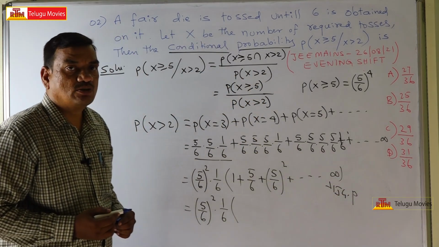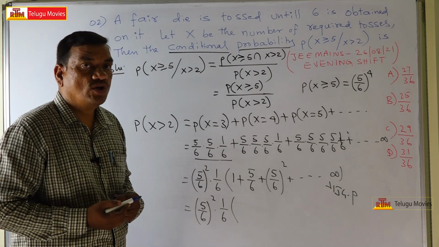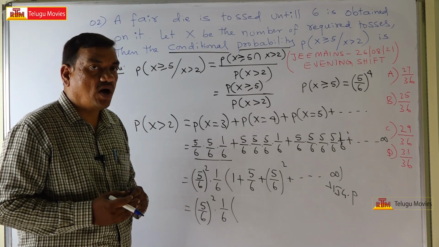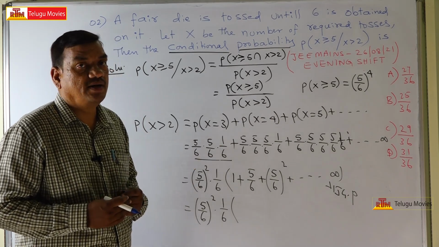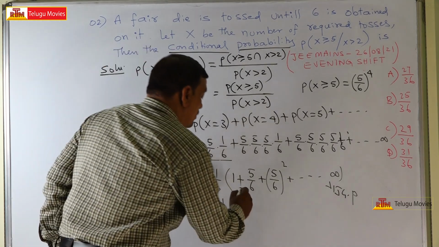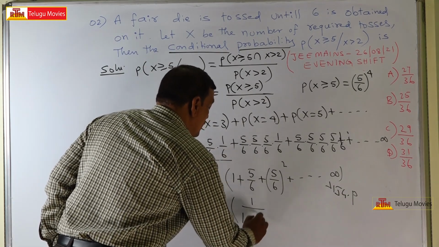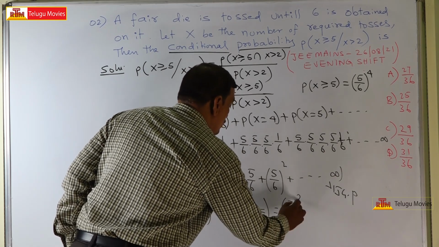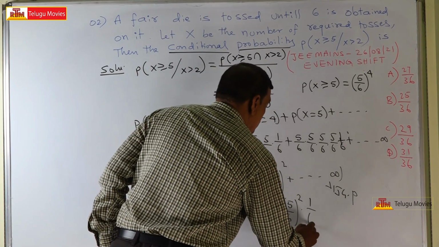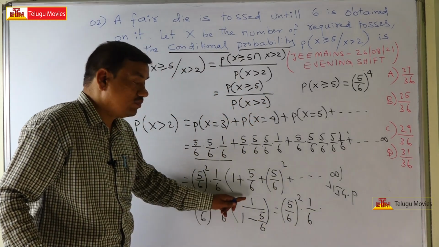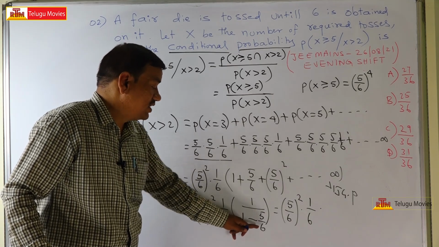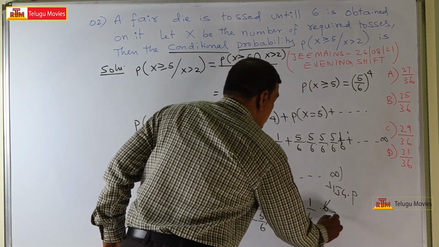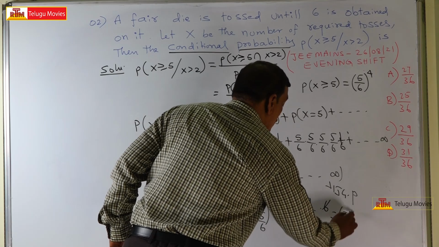Previously I explained the formula S infinity is equal to A by 1 minus R. So here R value is 5 by 6. It lies between 0 and 1, therefore it will become an infinite geometric progression. So A upon 1 minus R, where A is 1. This is equal to 5 by 6 whole square times 1 by 6 times 1 upon 1 minus 5 by 6. So this is equal to 1 upon 1 by 6, this becomes 6, so 6 is cancelled. This is equal to 5 by 6 whole square.